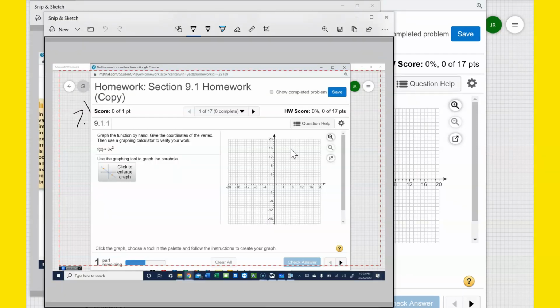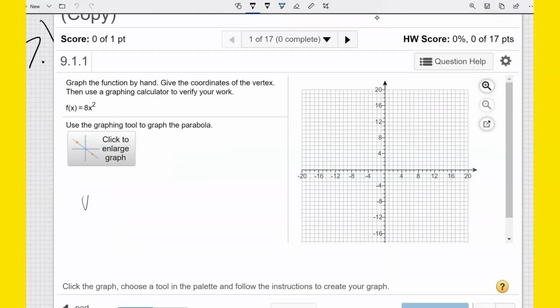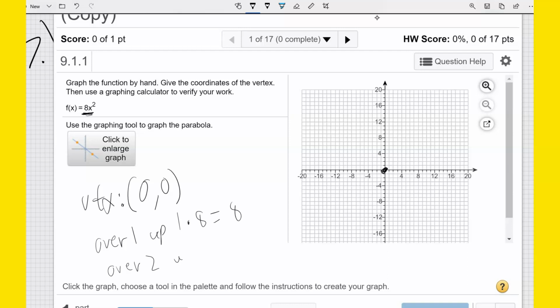The vertex is 0, 0. So I'm going to put a vertex right there. Now we're going to go over 1 and up what? There's an 8 in front of that square, so 1 times 8 is 8. We're going to go over 2 and up 4 times 8, which is 32.